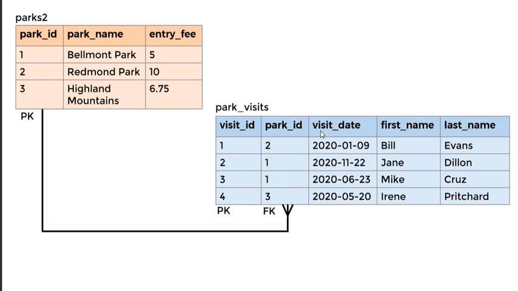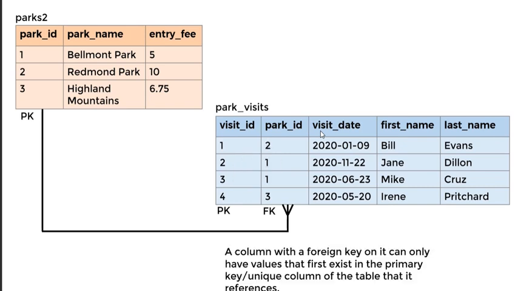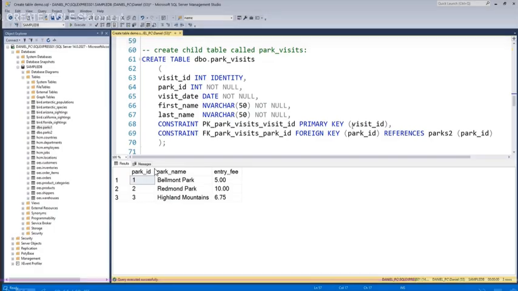Foreign key, for the primary key foreign key relationship, let's see how you will do it. First create a primary key, then add a constraint with the foreign key name and the foreign key for which column, park id. Here I created visit id as the primary key, and the foreign key is for park id, and it references which table? Park visits, right? Park 2, I already created the park 2 table. In that park 2 table, park id is there.